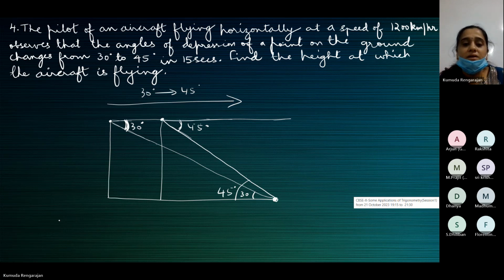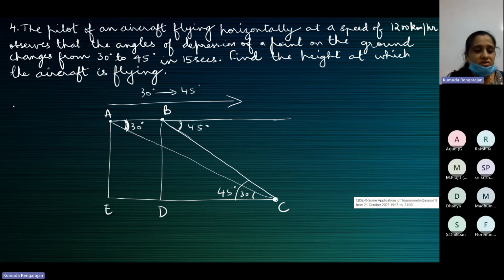Now all this is happening in 15 seconds. Now what do we know? We know speed and time, right? So what is distance? Distance is equal to... We'll call it A, B. This is the point observed, C, D, E. All right, let me just write it here.